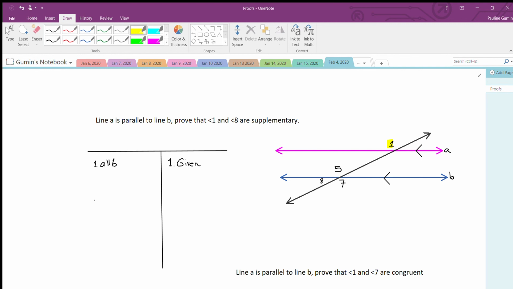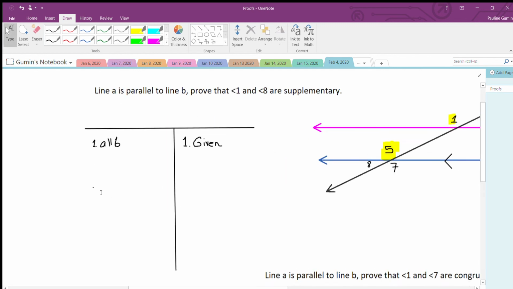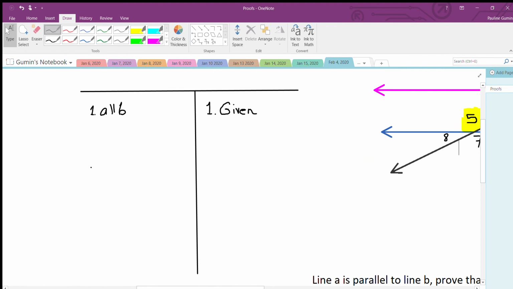The connection that I see here is between 1 and 5. Now 1 and 5, they are corresponding. What does that mean? Well, that means that 1 and 5 have the same value. They're congruent. So let's jot that down. Step 2: Angle 1 is congruent to angle 5 because, and I am not spelling this out all the way, corresponding. There, that's abbreviated enough. Okay, perfect. We made the connection between the two parallel lines.